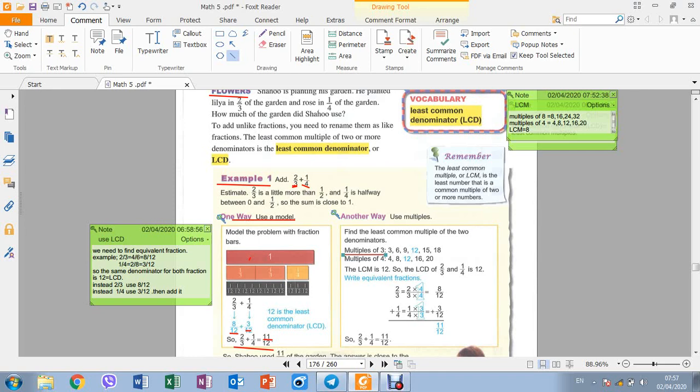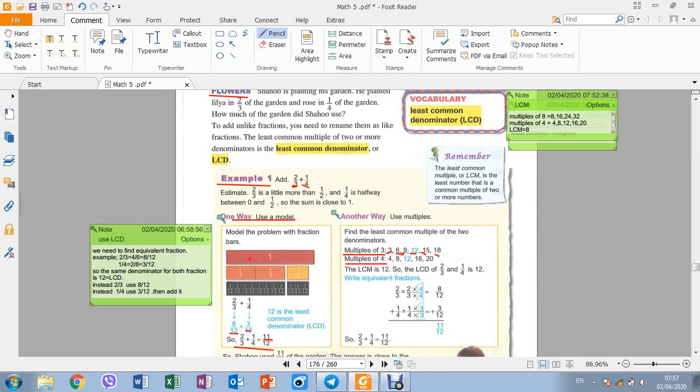Multiples of 3 and multiples of 4. Multiples of 3 means 3 times 1 equal to 3. This is multiple from 1, every time we start. 3 times 2 equal to 6. 3 times 3 equal to 9. And 3 times 4 equal to 12. 3 times 5 equal to 15. And 3 times 6 equal to 18.